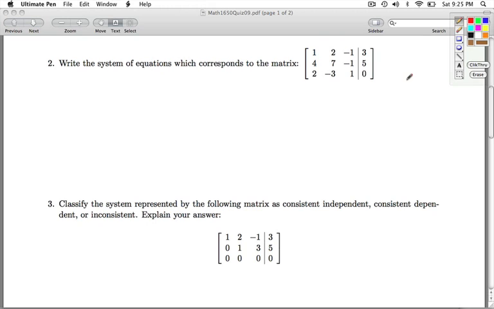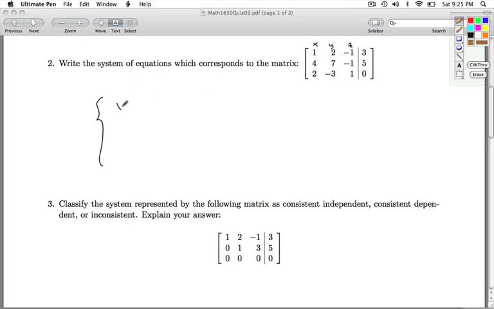Number 2 then is the opposite. I've given you an augmented matrix. I want to know what system corresponds to that. So we can use x, y, and z as we did in class, or x1, x2, x3. I don't really care. I'm going to use x, y, and z.